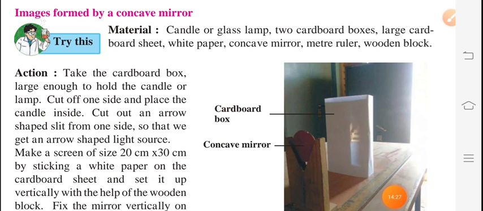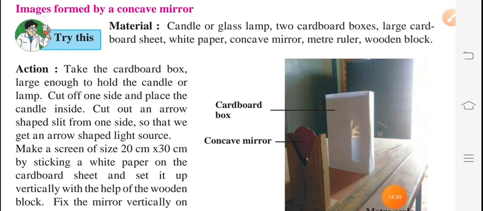Now we will discuss images formed by a concave mirror. We are having one experiment. Through this we can clear images which are formed by a concave mirror. For the same we need material, that is a candle or glass lamp, 2 cardboard boxes, a large cardboard sheet, white paper, concave mirror, meter ruler, wooden block.